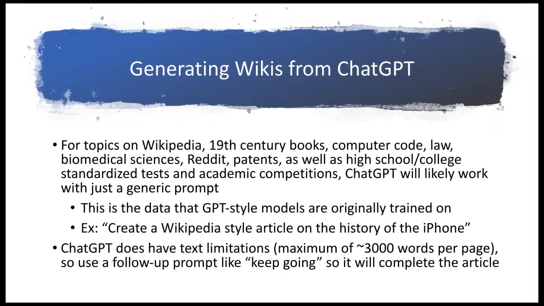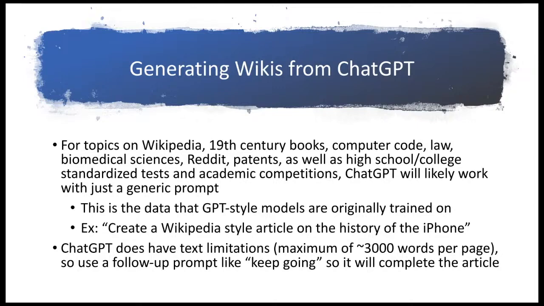The things it'll work best on are ultimately the types of data that it has been trained on. This data set is very broad by now: things like Wikipedia, 19th and 20th century books, computer code, law, biomedical sciences, Reddit, patents, and basically high school and college standardized tests and competitions. That stuff is basically what ChatGPT has been trained on. It's generally just what's on the internet, but when they collect these data sets, they want to collect from a variety of sources. So if your wiki is talking very similarly to some of these concepts, you'll find that ChatGPT is a very worthwhile companion.